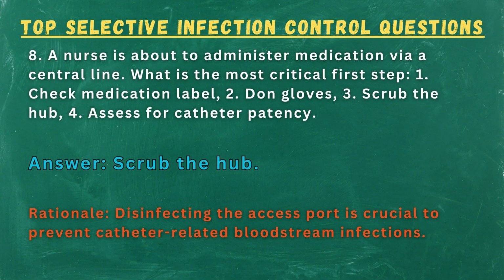8. A nurse is about to administer medication via central line. What is the most critical first step? 1. Check medication label. 2. Don gloves. 3. Scrub the hub. 4. Assess for catheter patency. Answer: scrub the hub. Rationale: disinfecting the access port is crucial to prevent catheter-related bloodstream infections.